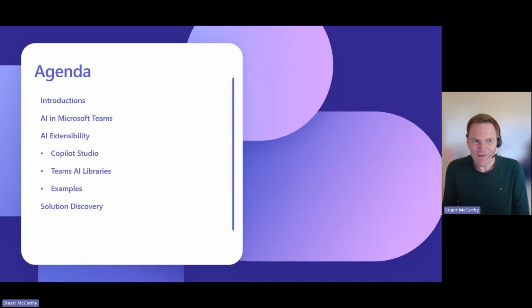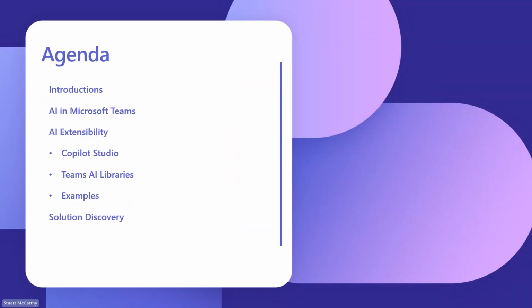So without further ado, we're going to discuss quite a range of topics today about Microsoft Teams and about Copilot Extensibility. We're going to take you through AI in Teams, what that looks like. We're going to talk a little bit about Copilot and the difference between Microsoft 365 Copilot and custom Copilots, which could show up inside Teams as well. And we're going to talk you through some examples and how to think about solution discovery moving forwards.